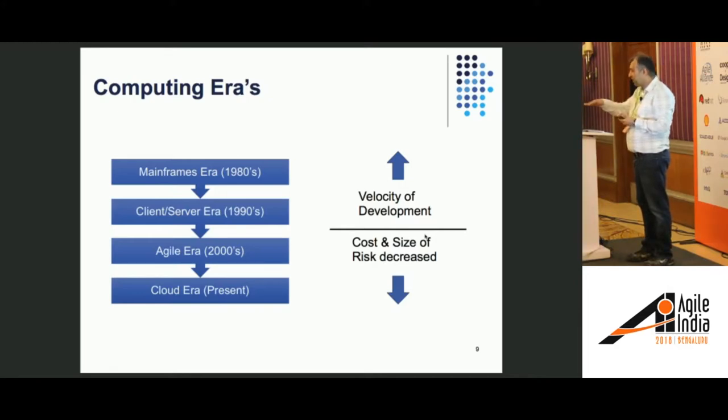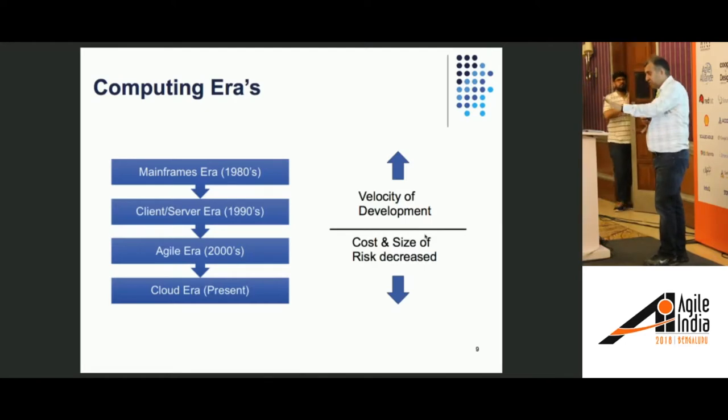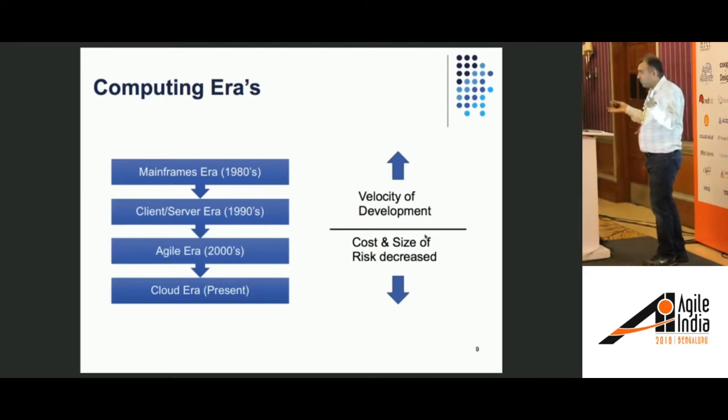And you had two-tier architecture, three-tier architecture, and so on, and then you moved into agile. And finally, the cloud. And when you look at this transformation, there are these two factors that are actually happening. One of these is that you're increasing the velocity of your development. You're moving faster and faster. It's what agile is all about. It's what this conference is all about. At the same time, you're decreasing the cost and the size of the risk.